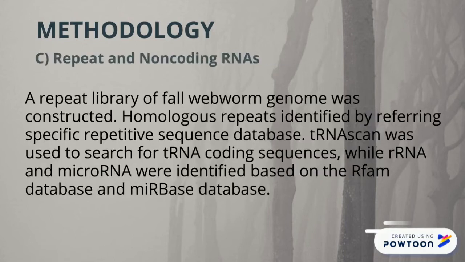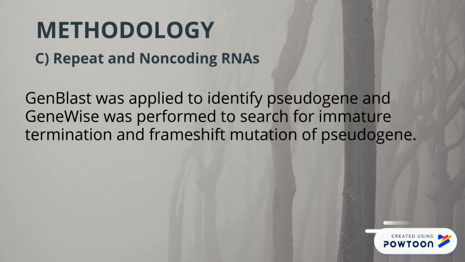Repeat and non-coding RNAs. A repeat library of the fall webworm genome was constructed. Homologous repeats were identified by referring to a specific repetitive sequence database. tRNAscan was used to search for tRNA coding sequences, while rRNA and microRNA were identified based on the Rfam database and the miRBase database. GeneBlast was applied to identify pseudogenes, and GeneWise was performed to search for premature termination and frameshift mutations of pseudogenes.